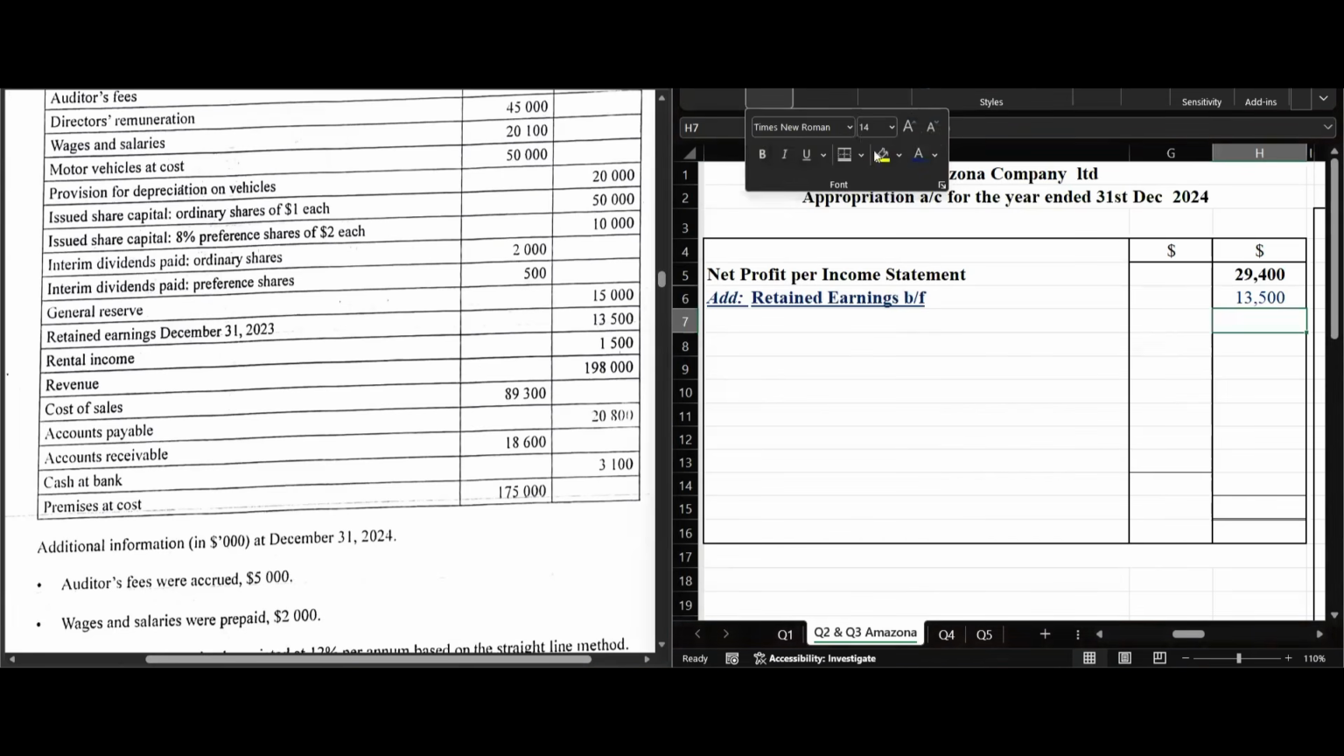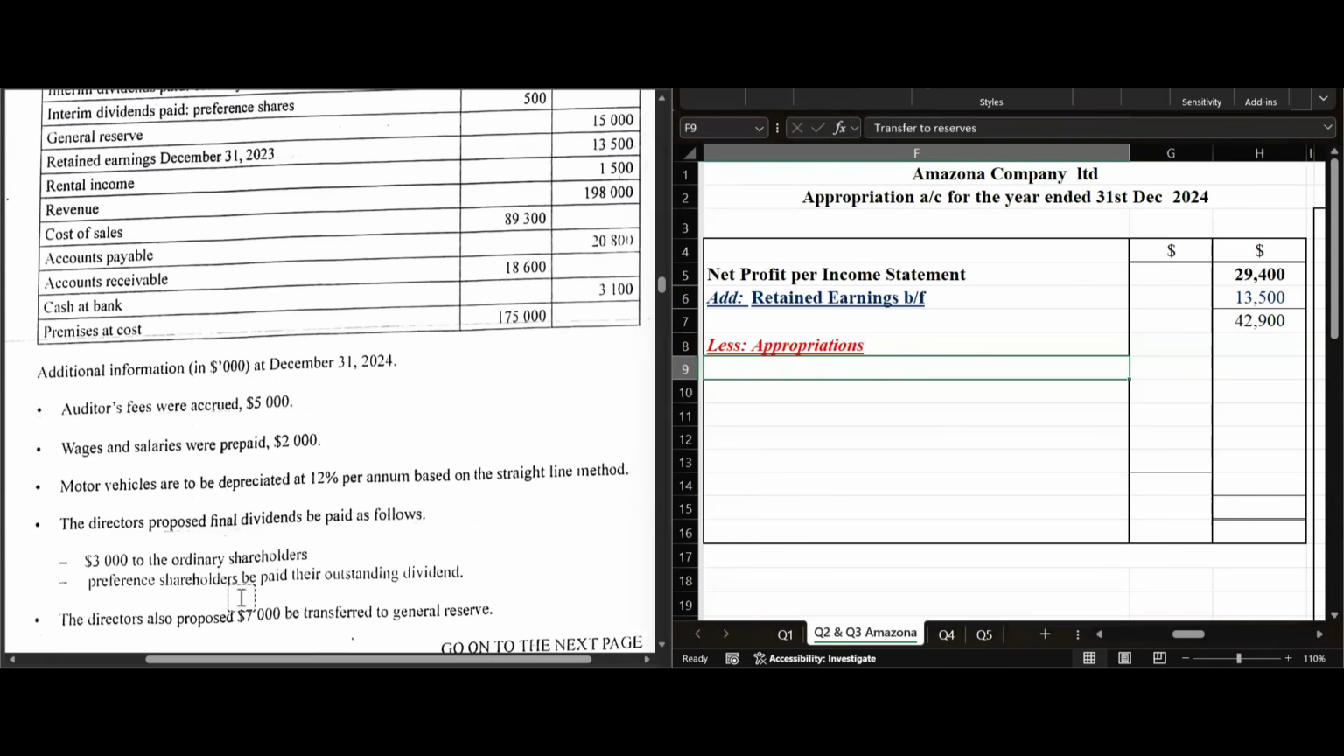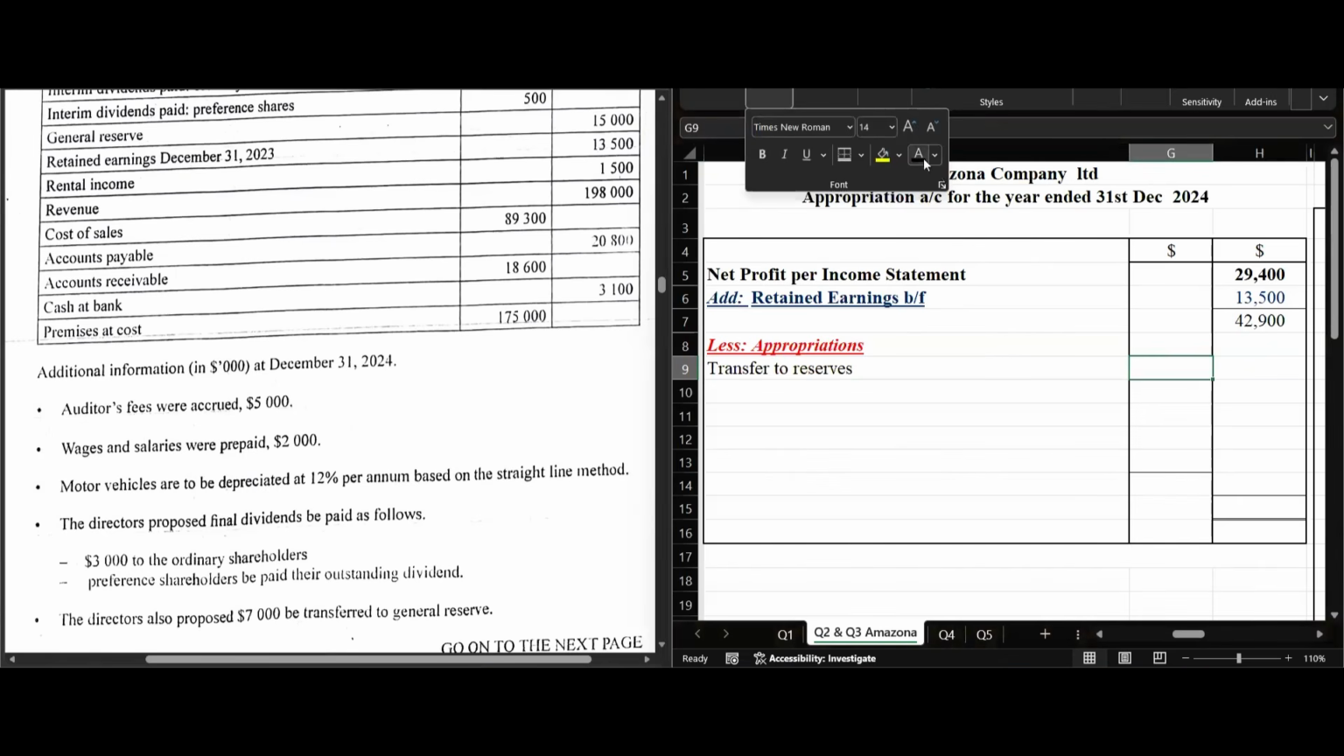Great job so far, guys. Looking really good. Now we're going to subtract our appropriations. First of all, directors proposed 7,000 to be transferred to reserves down the bottom. Let's put that in as our first appropriation, because that's straightforward. Right, put it right down there. Good job.